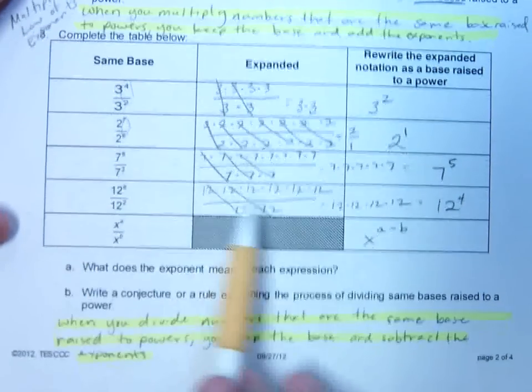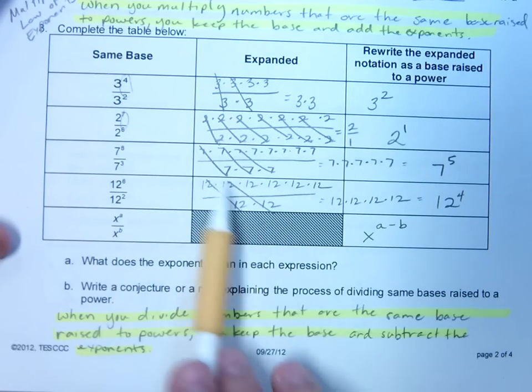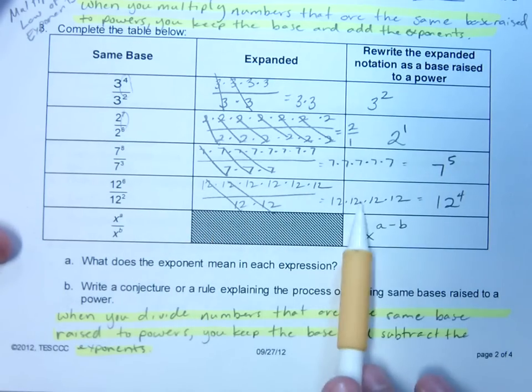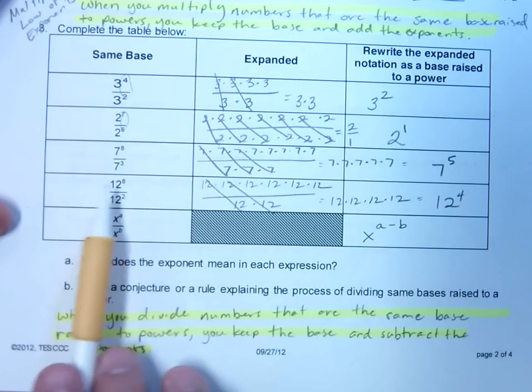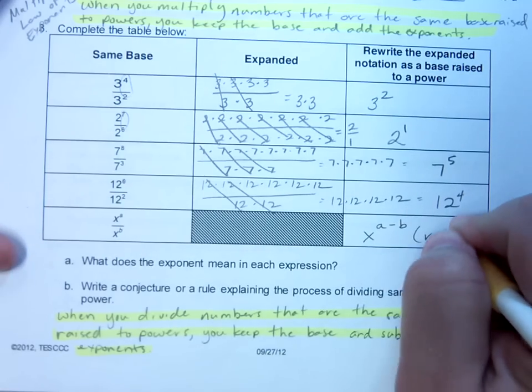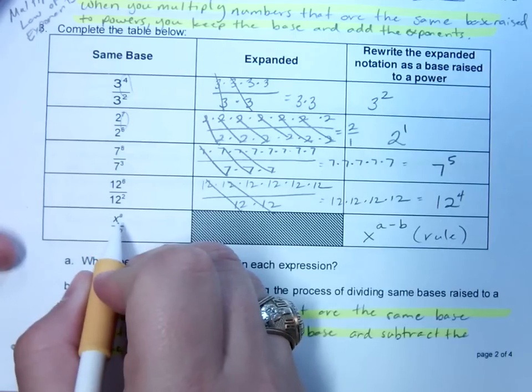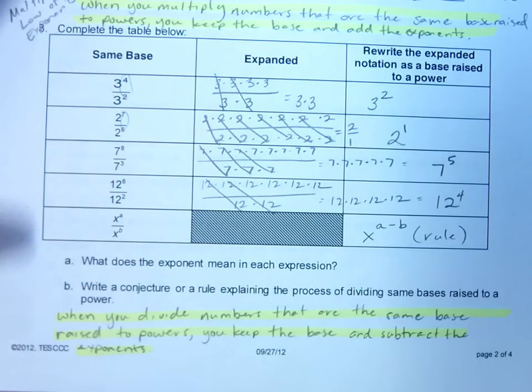12 to the 6th: 1, 2, 3, 4, 5, 6. Over 12 squared, 1, 2, cancel out, leaves me with 1, 2, 3, 4 twelves, or 12 to the 4th power. Or 6 minus 2 is 12 to the 4th power. So our rule is, if you have x to any power a divided by x to any power b, it's going to be x to the a minus b. That's the rule.